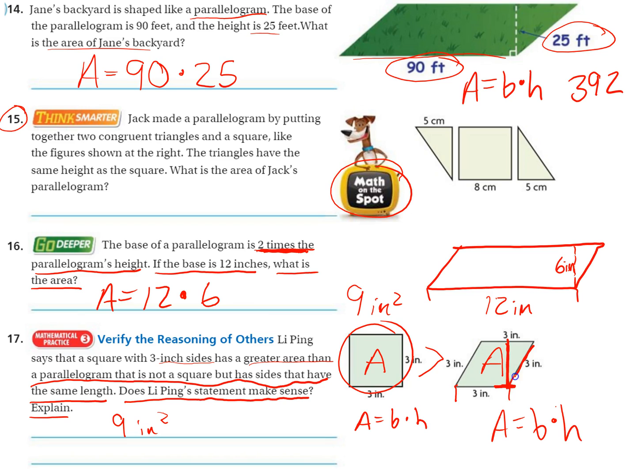So is this length longer than this length, or is it shorter than that length? That's what we're really trying to find, because our base is 3, and if the height is greater than 3, then the area of this will be greater than the area of this. If the height is less than 3, then Li Ping will be correct that this area is greater.